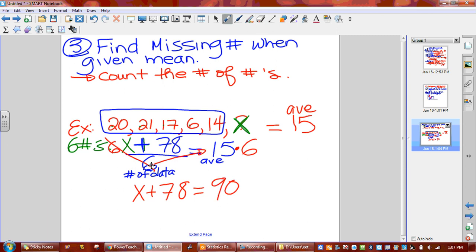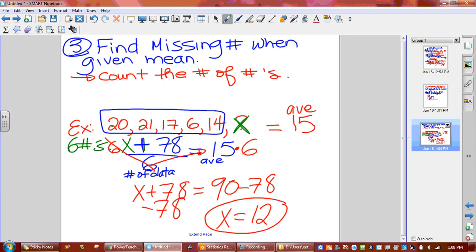Okay. Now we're back to one-step questions. All we've got to do now is take x, or sorry, the number beside x, and subtract it to the other side. So we're going to subtract 78 and subtract 78, and that's going to equal x. So how big is x? So we get x equals 12. So the missing data was 12.